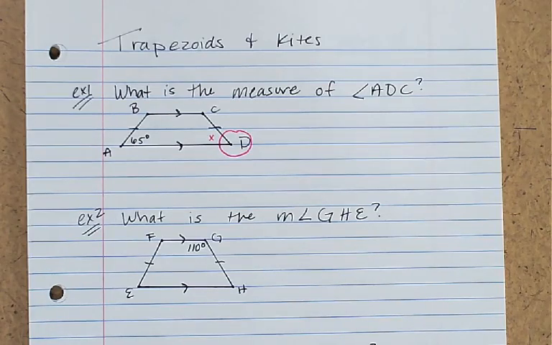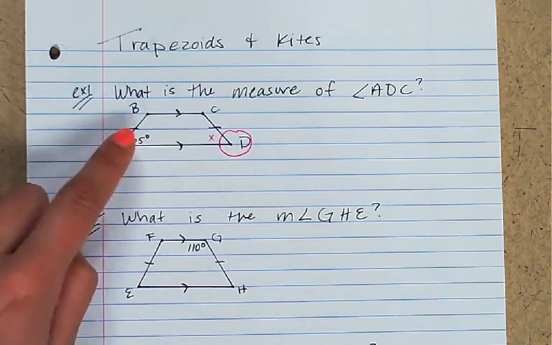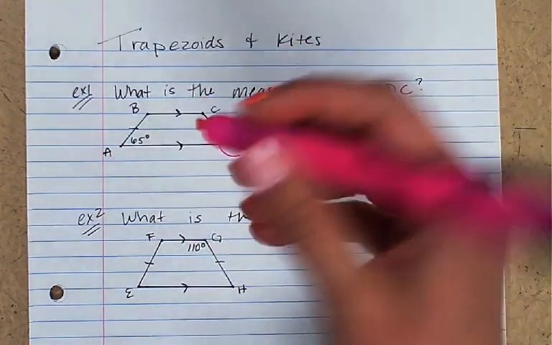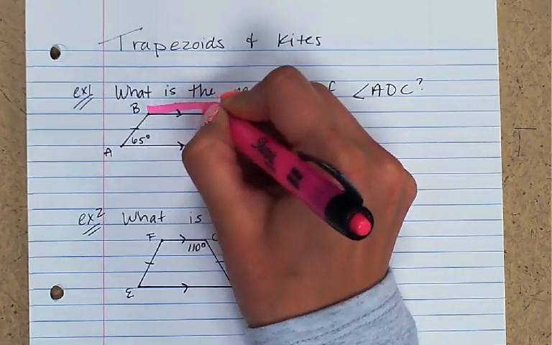This is a review of the Edgenuity lesson, trapezoids and kites. So this first one here, we have an isosceles trapezoid, and I know that because these legs here are congruent. And when you have an isosceles trapezoid, the pair of base angles are congruent. So let me just show, these are the bases.